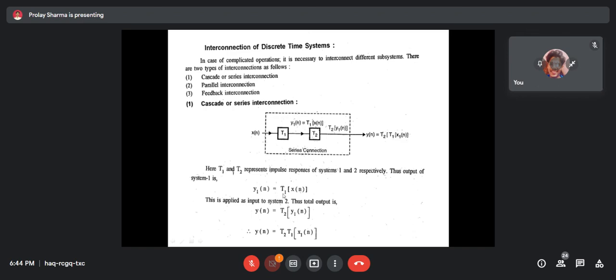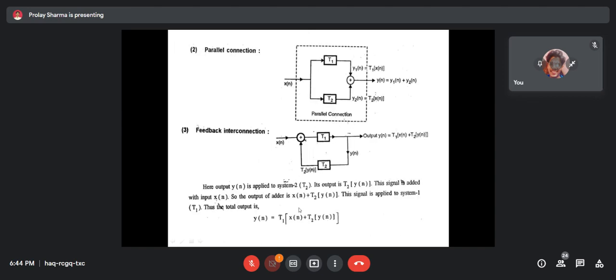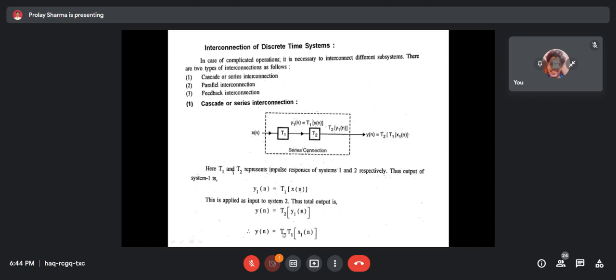So here it is the transformation of T2 into T1 of x(n). So there are two transformations. There are two transformations. So double transformation is happening for this kind of arrangement.